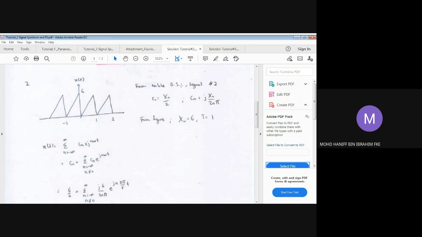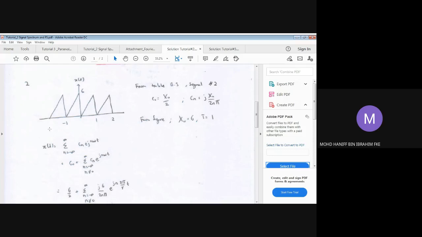So apparently it is signal number 2. For signal number 2, we get that C naught will be x naught over 2. That should be C naught, the coefficient, and Cn is j x naught over 2 n pi. And from the figure here, we can extract the information that the amplitude x naught is 6 and the period T equals 1. So these two parameters will be usable later on when we write the full version of the Fourier series equation.